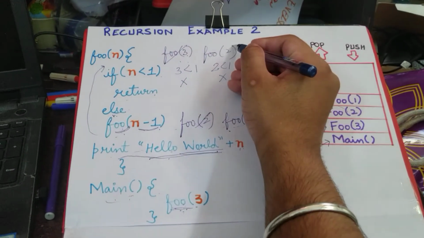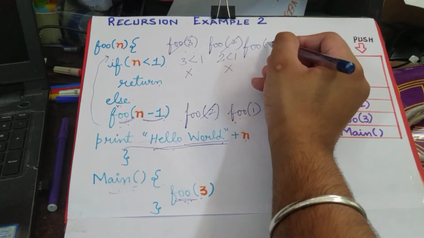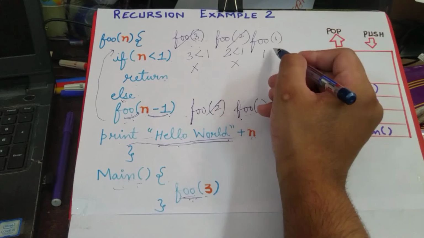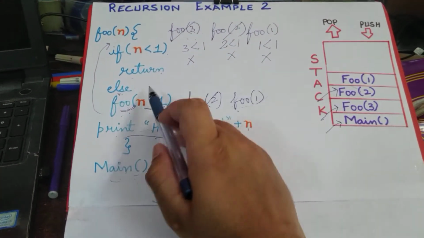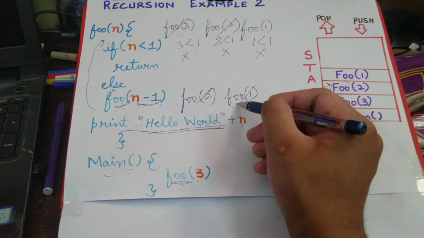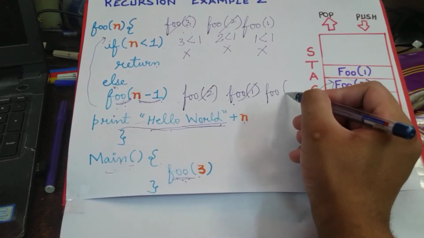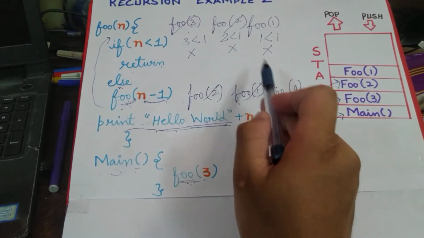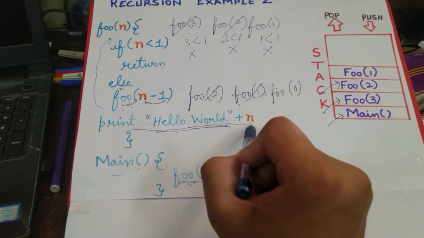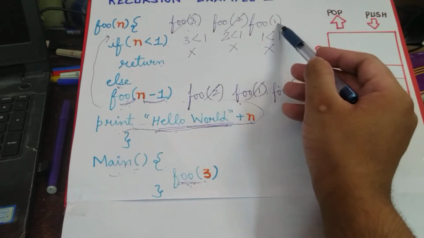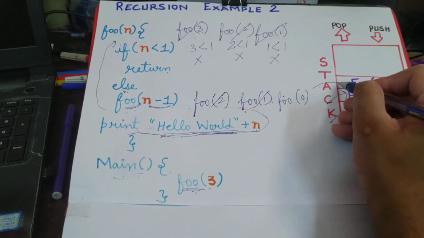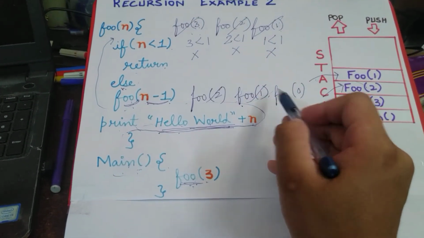So now here comes foo1. Okay, now if n is less than 1, is 1 less than 1? No. So again it will go to the else block. The value of n is 1. So here it will become foo0. Okay. Now foo0 will be called, but we need to execute this statement. So to execute this statement, foo1 will go into the stack. So foo1 will go into the stack.